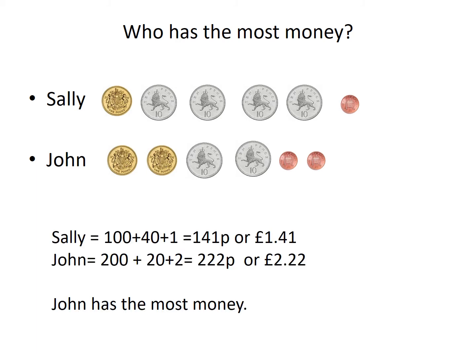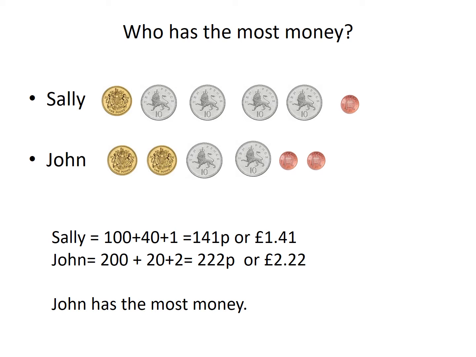So let's look at how much Sally had first. So £1 equals 100. There are 4 tens, which make 40, and 1 pence, which makes 1. So 100 add 40 add 1 is 141p, or you could record it using a pound sign, so it'd be £1.41.